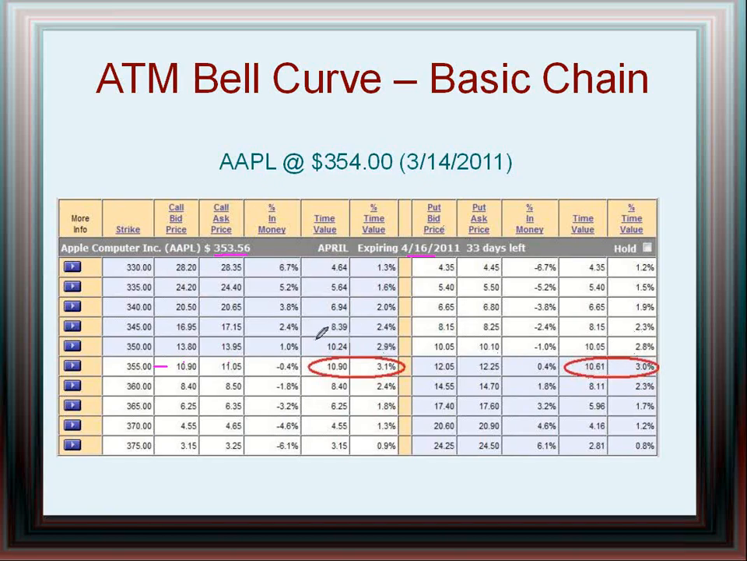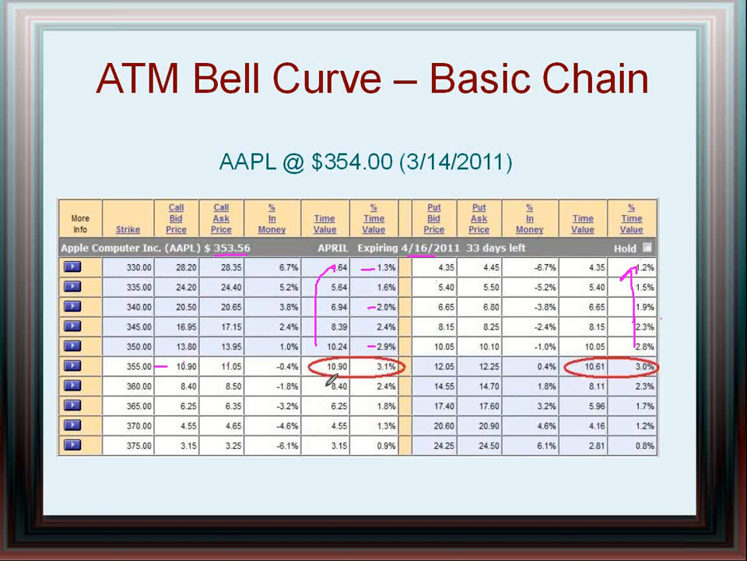As we go deeper in the money with the call options, we notice this time value is decreasing, down to 2%, down to 1%. On the opposite side, as we go further down in strikes, this time further out of the money with the put, we see the same decrease. We're going down to 2%, down to 1%.